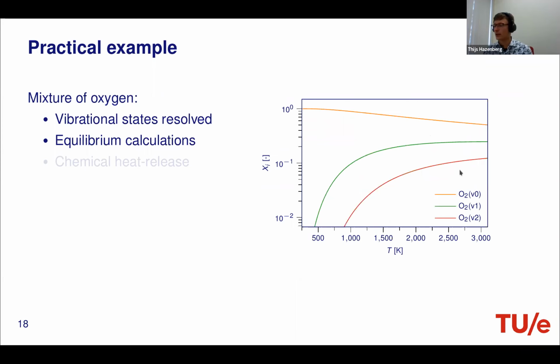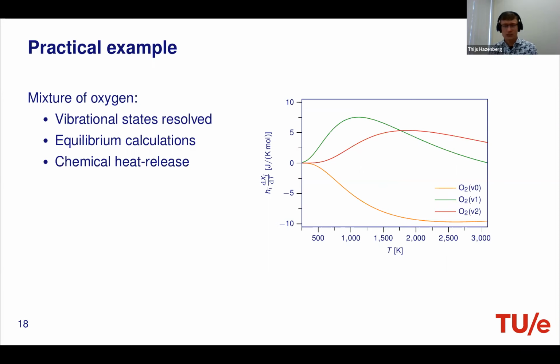If we would now do a sweep in temperature and run equilibrium calculations on this mechanism, what you will see at low temperatures is that we only have oxygen in the vibrational ground state. And then when we start to increase the temperature, we start to populate first the first vibrational excited state and then the second vibrational state. And if I would run more, you would slowly start to populate more and more of these internal states.